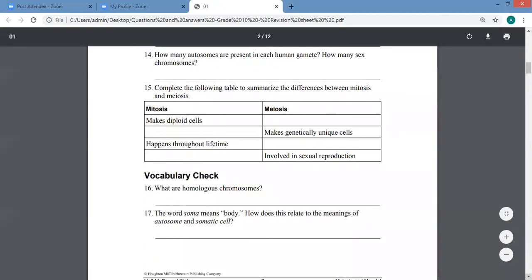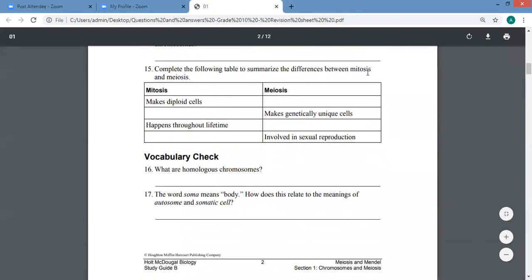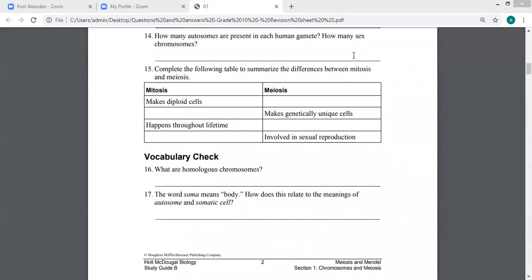Number 15. Compare mitosis and meiosis cell division. Firstly, the first gap in mitosis makes a diploid cell. So in meiosis it will be what? Haploid.